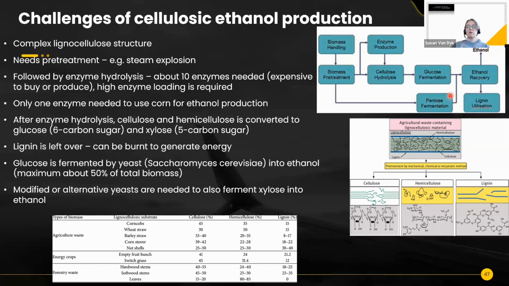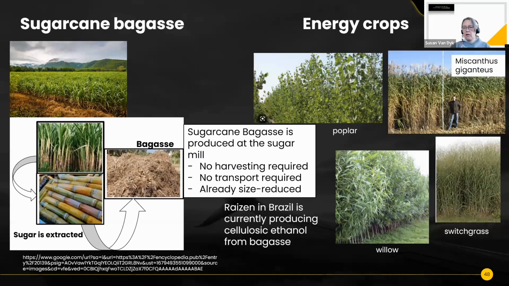And then you can potentially ferment pentose, the hemicellulose, 5-carbon sugars, but your normal yeast cannot do that. So this is a very complex process, which makes it very expensive and easily double or even 3 times more expensive than producing ethanol from corn, for example.